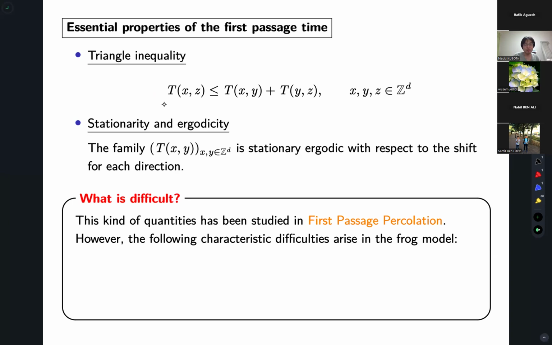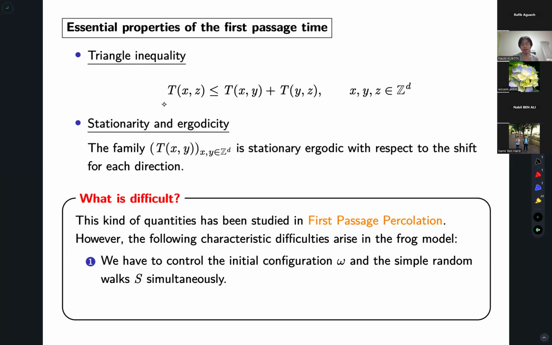Okay, so this kind of quantity has been studied in first passage percolation. But usually in first passage percolation, there is only one randomness. But in the frog model, we have two randomnesses: the random initial configuration and the simple random walks. So to analyze the behavior of the propagation of active frogs, we have to control the initial configuration omega and the behavior of the simple random walk at the same time.